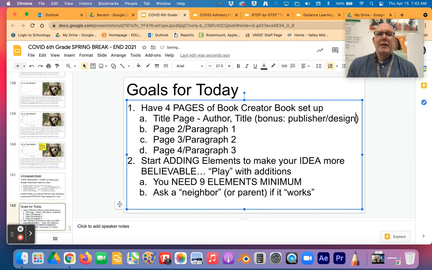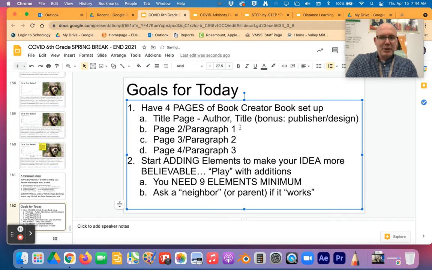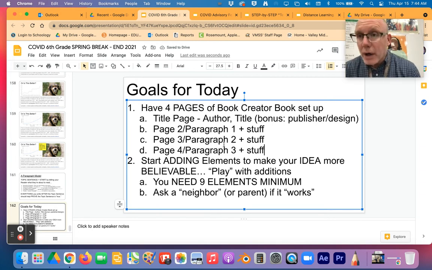So then we got page 2, which is paragraph 1, plus stuff. You got paragraph 2 plus stuff. And we have paragraph 3 plus stuff. So minimum four pages. You can have more. If you're having fun with it, I urge you to go into more, because the more you have, maybe you get more convincing that what you're saying is true.